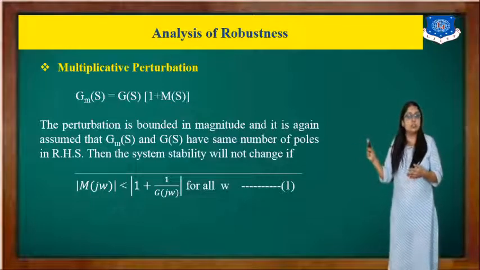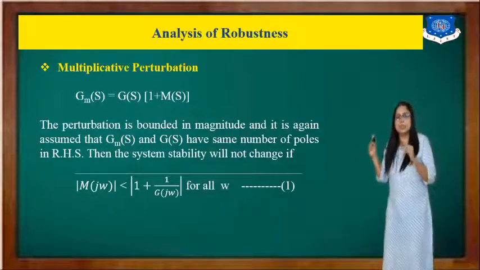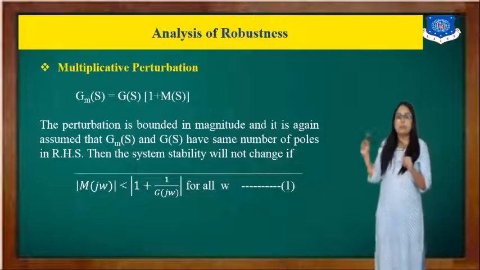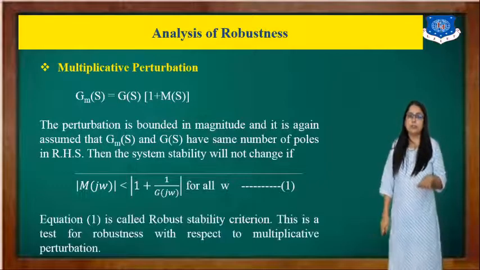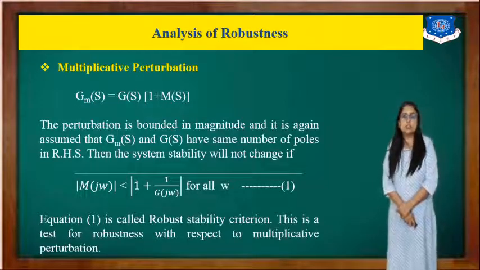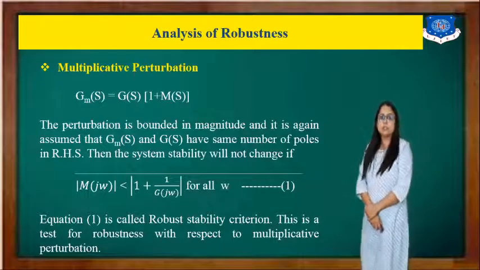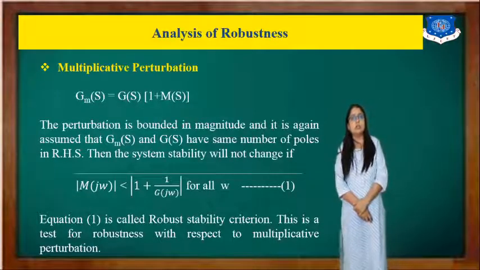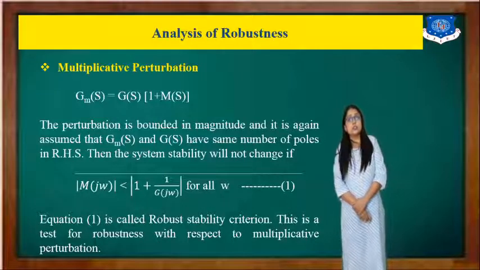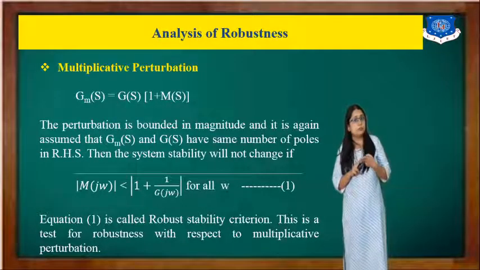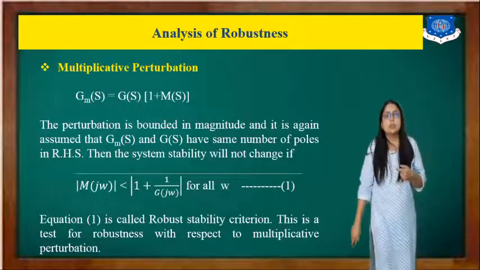And the condition is what? The magnitude of M of j omega is less than the magnitude of 1 plus 1 upon G of j omega for all omega. So equation one is called the robust stability criterion, and this is the test for the robustness with respect to multiplicative perturbation. So if you want to analyze the robustness, then you have to do two kinds of tests. One is the additive and the other is the multiplicative.